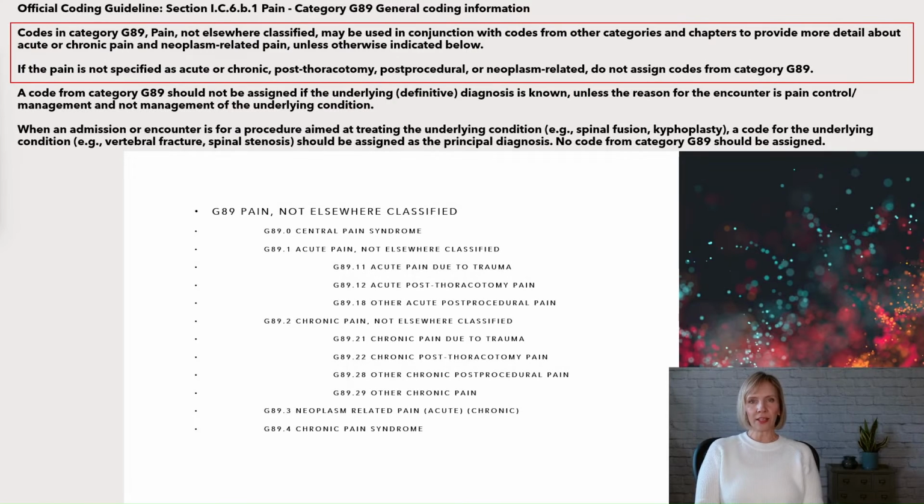Pain is a frequent issue that you will encounter while coding. Codes in category G89, pain not classified elsewhere, can be used alongside codes from other categories and chapters to offer more specific information about acute or chronic pain, as well as pain related to neoplasms and surgery. If the pain is not specifically identified by the physician as acute or chronic, related to post-thoracotomy, post-procedural, or neoplasm-related, then you should not assign codes from category G89.